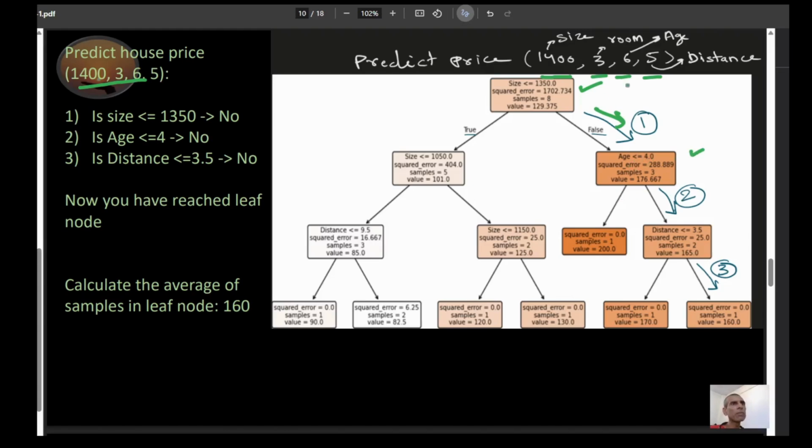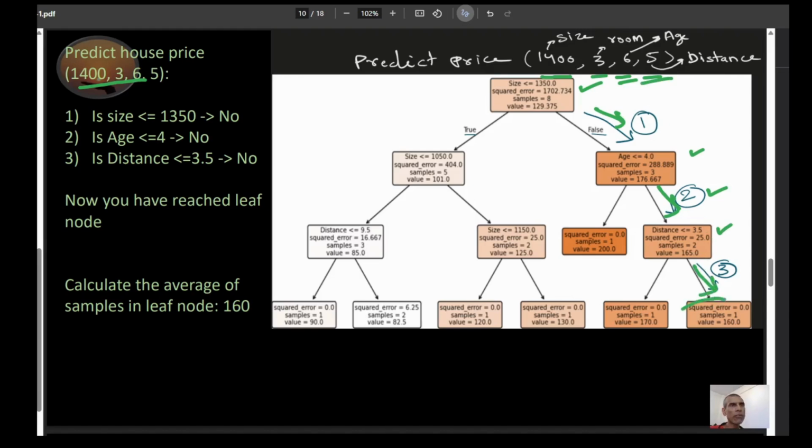Again, you look at your data. So in this case, age, you can see that your age is 6. So in this case, it is not true. So you're going to come in this direction, false. All right, then you ask this question: is the distance less than or equal to 3.5? But when you look at the distance, it is 5. So in this case, this is not true. That means you're going to come in this direction.